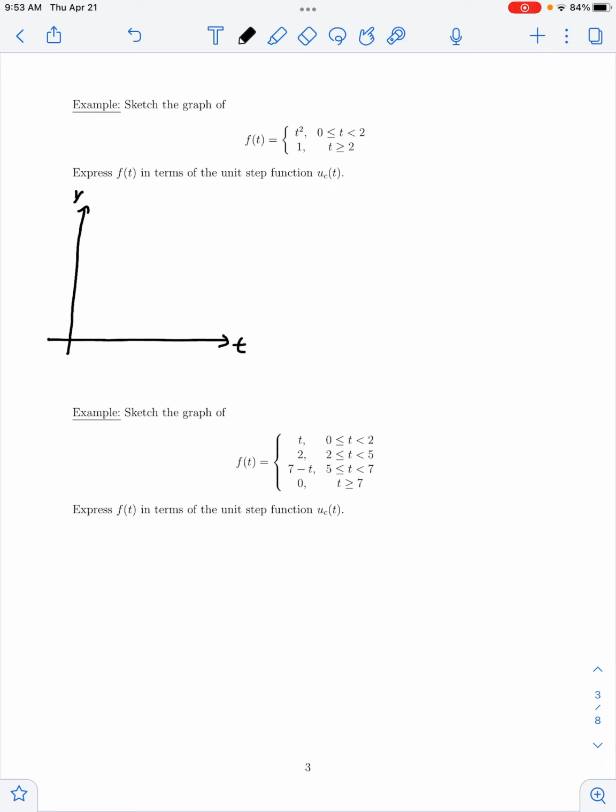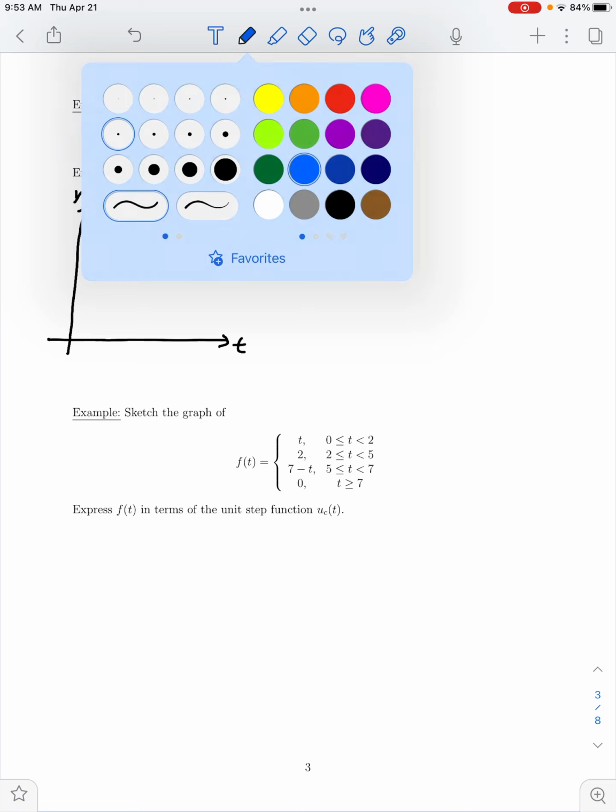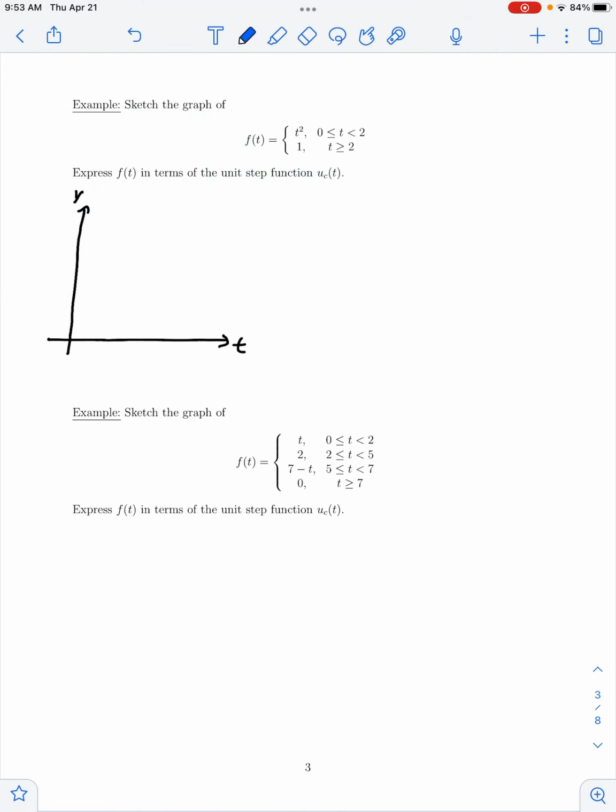In the ty plane, we have a function whose starting value at time 0 is t squared on the interval from 0 to 2. So we know the graph of t squared is a parabola opening upward with vertex at the origin. And at time 2, the value of our function would be approaching 4.